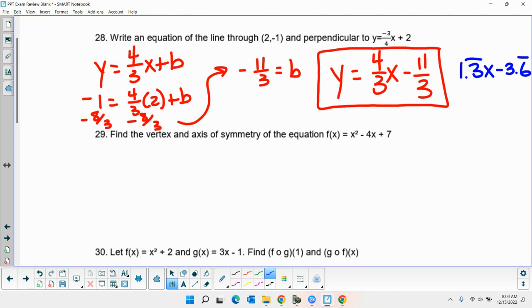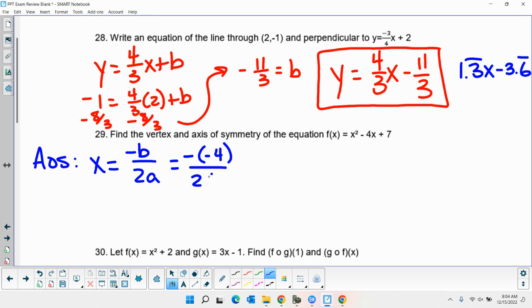Vertex and axis of symmetry, all right? Well, I always do axis of symmetry first. And that's this little formula. So negative b over 2a. B is negative 4, so that's a positive 4 over 2. So the axis of symmetry is x equals 2. It's an equation. It's always x equals.